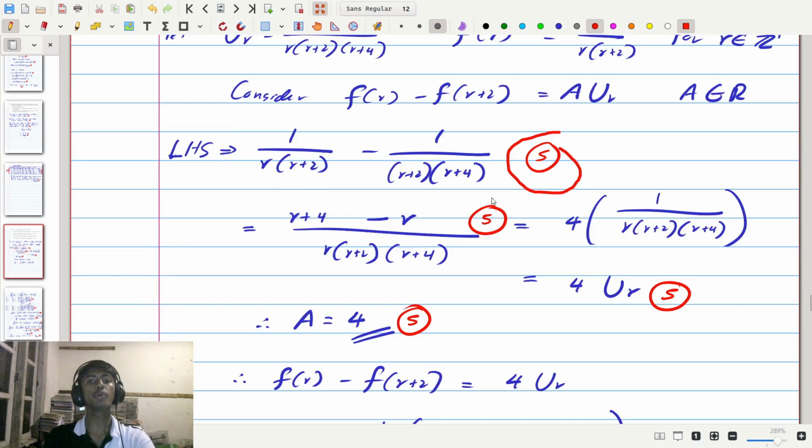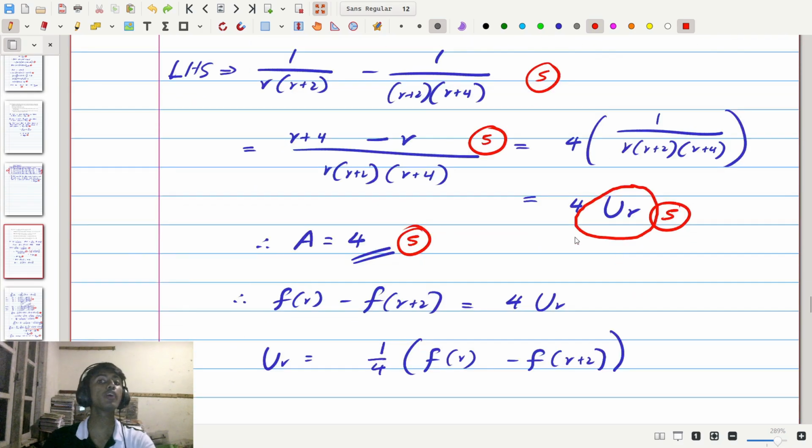After this, when you take both of them under a common denominator of r times r plus 2 times r plus 4, and then you take this expression right here, you get 5 marks. When you simplify it and you see if you take a 4 out, you get 4 times u of r, you get 5 marks. And then when you finally use that to conclude that a must be equal to 4, you get another 5 marks.